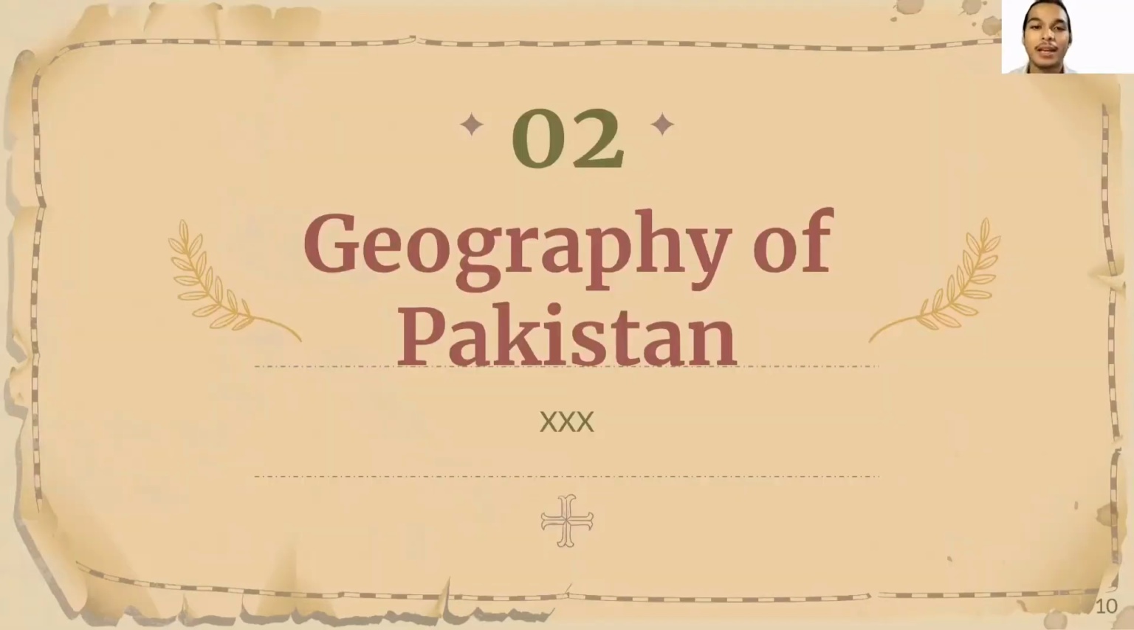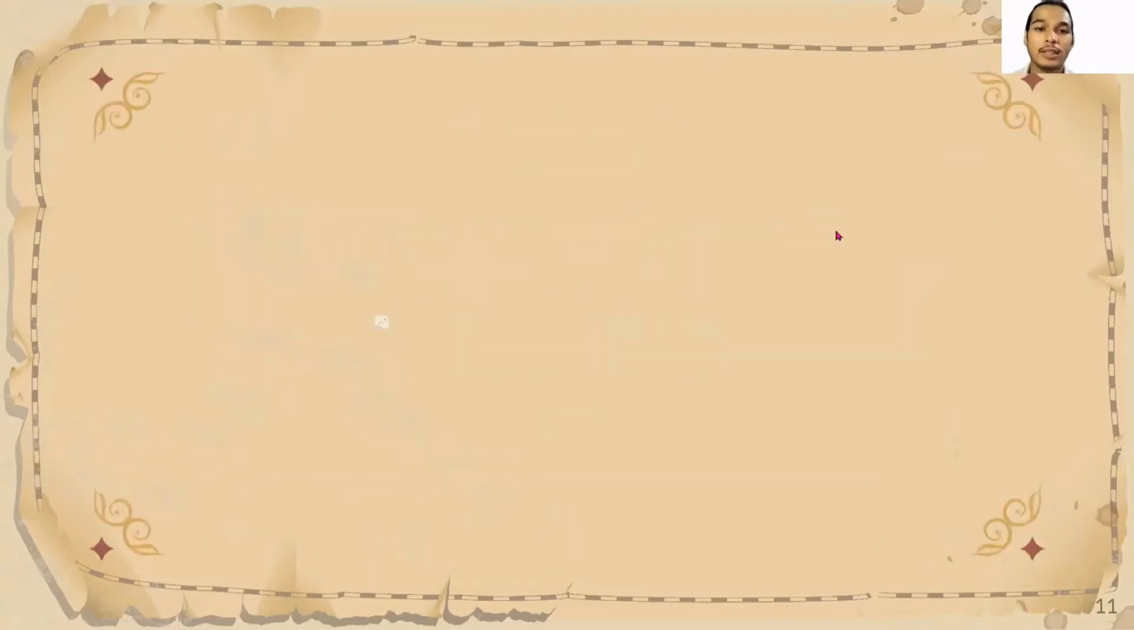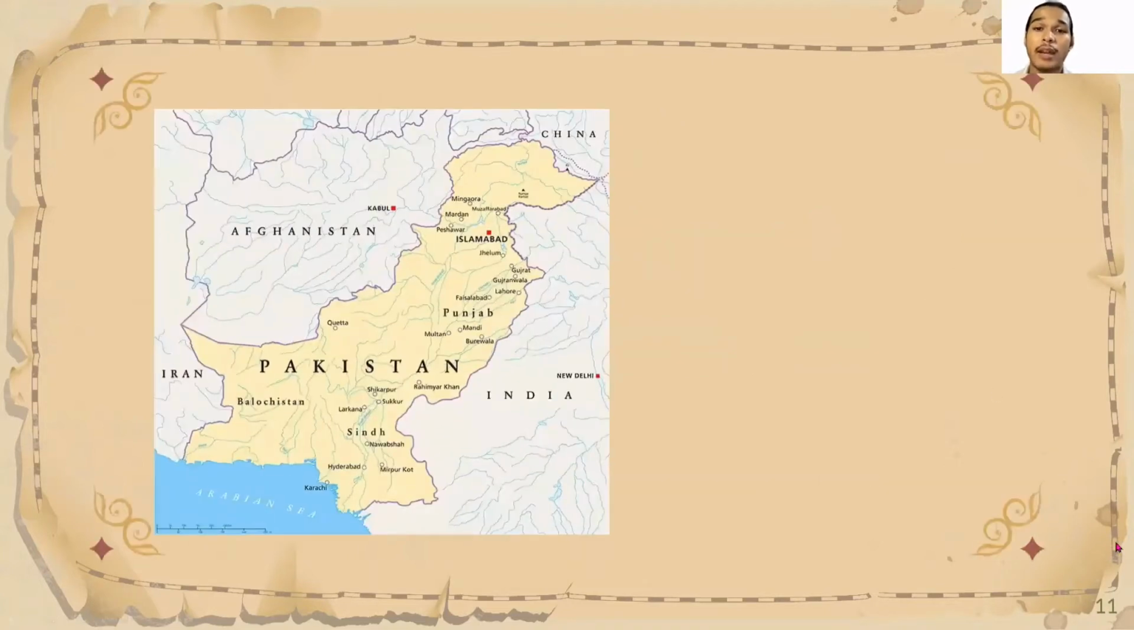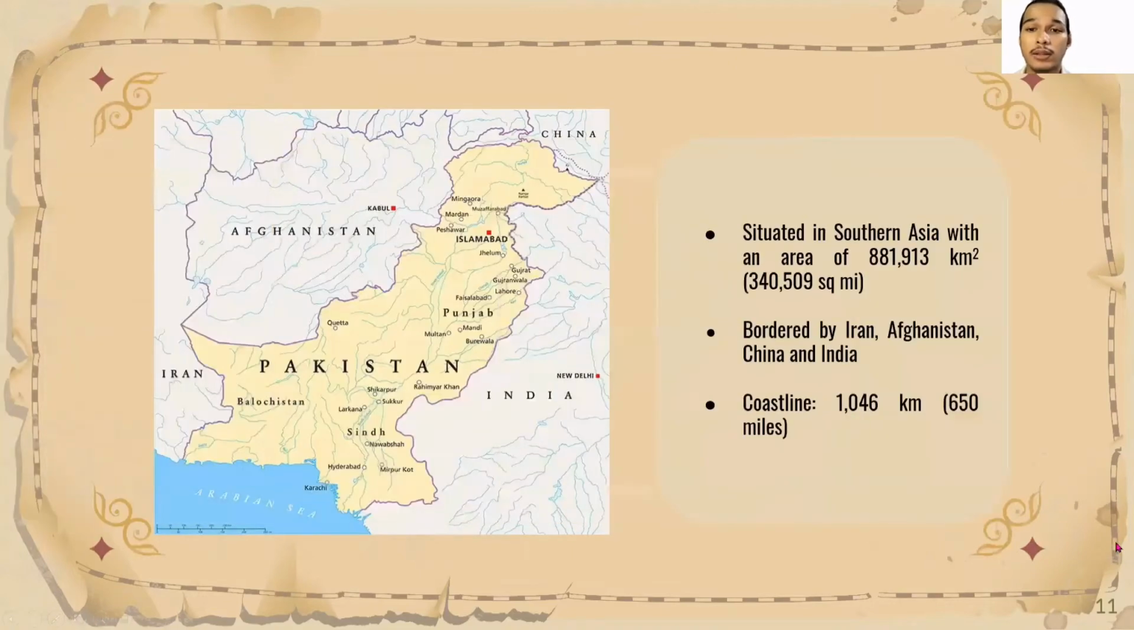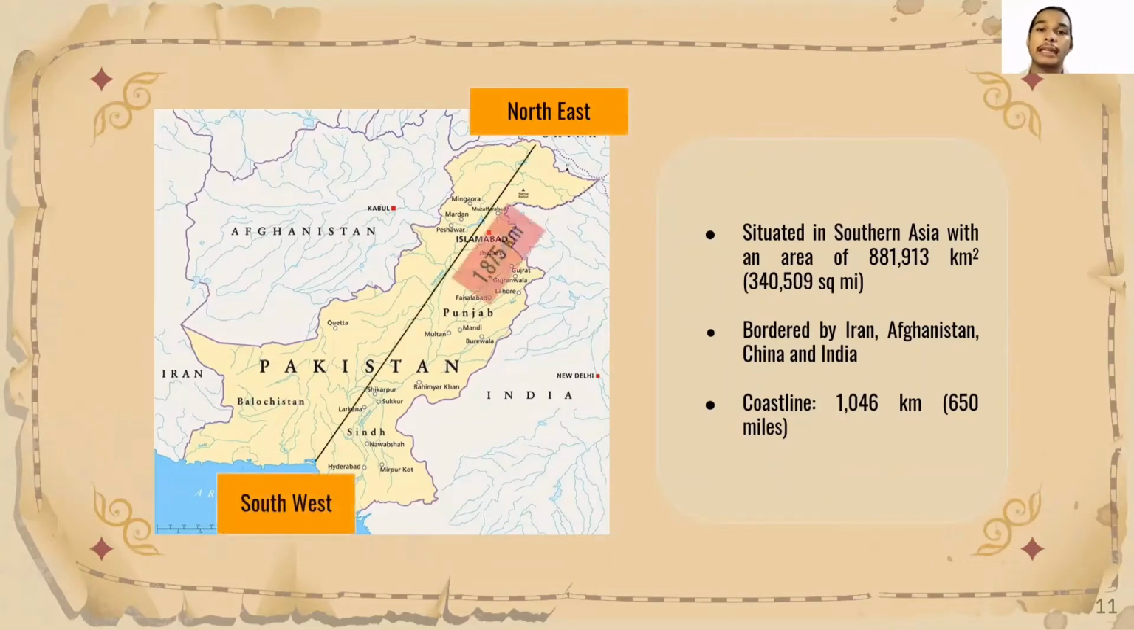Thank you, Dania. Now I would like to continue with my part, which is the geography of Pakistan. Pakistan is situated in southern Asia with an area of 881,913 square kilometers, extending 1,875 kilometers from northeast to southwest, from the range of the Hindu Kush and the Himalaya to the Arabian Sea, and 1,006 kilometers from southeast to northwest.